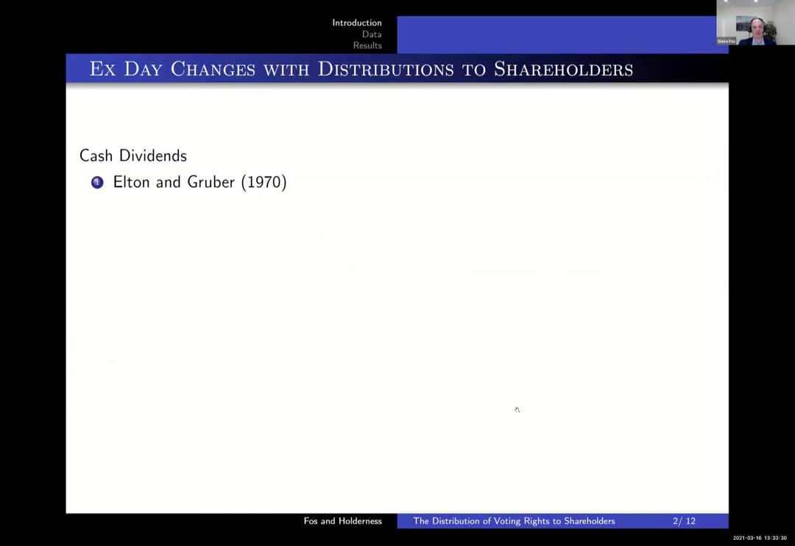And again, if you go back to classical papers that study other distributions to shareholders, you can see fundamental papers in the 70s about cash dividends, and hundreds of papers that follow up that use basically price changes and volume changes around distribution of dividends. And again, there is rich literature on that. There is also big literature on rights offerings, distribution of rights.